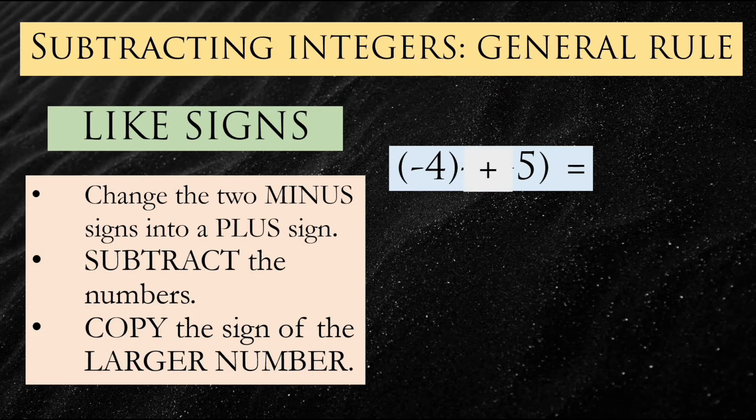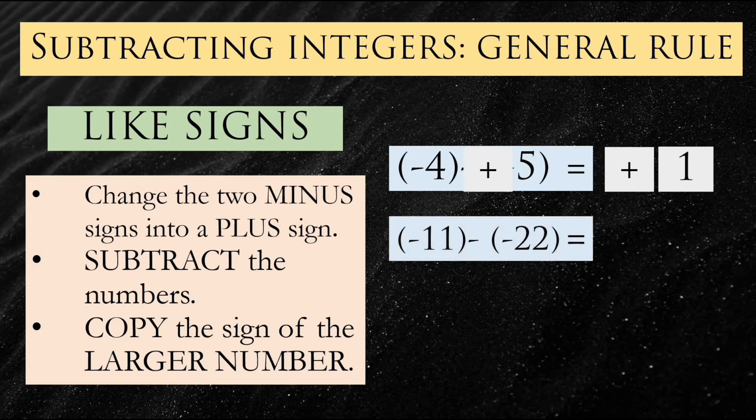So now we can subtract the numbers regardless of the sign, just like what we've done with the addition rule. So 5 minus 4, you have 1, and then copy the sign of the larger number. Between 5 and 4, the larger number is 5 and it's got a positive sign, so our answer is +1. So again, you may just write number 1. Okay, let's proceed with example number 2.